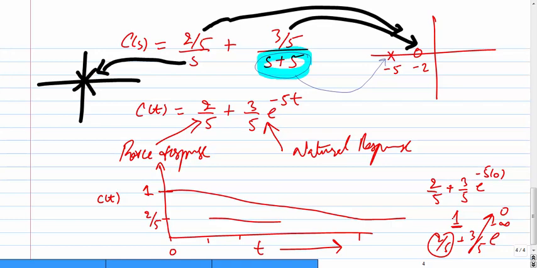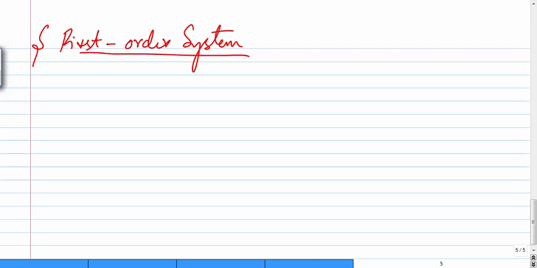Now if I look at first order systems in detail, how the system response looks. Basically we divide response into two types. First is known as first order system response, and the other is known as second order system response. For the first order system response, normally we have a transfer function something like this.